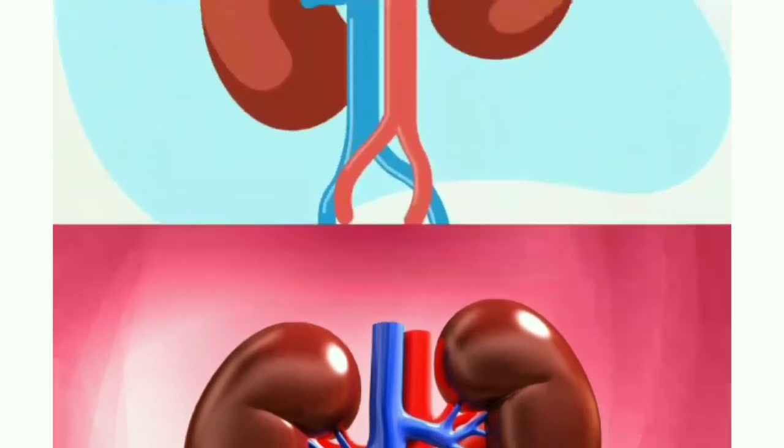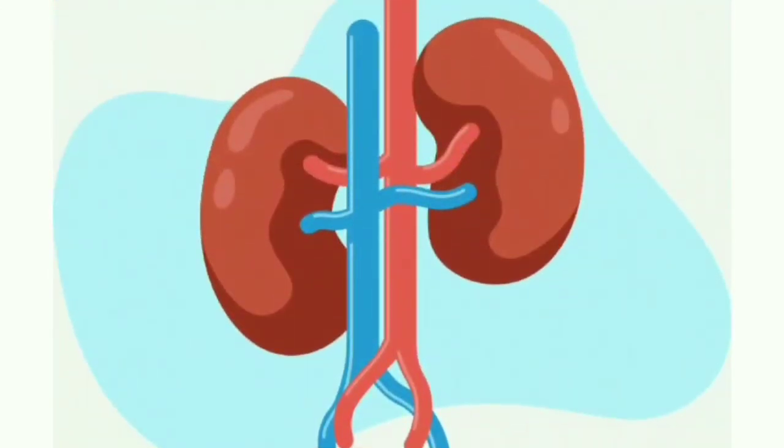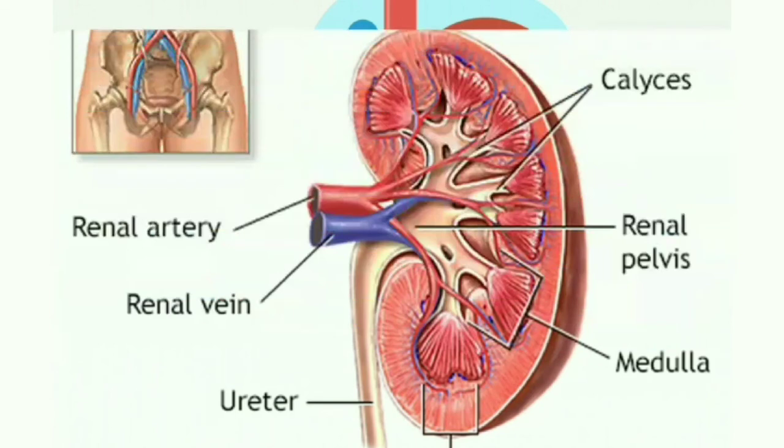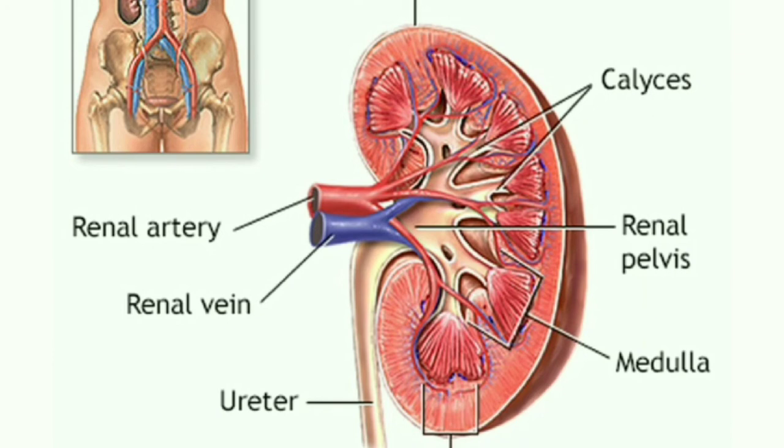We have two kidneys in our body. They look like kidney beans. Your kidneys are the fourth largest organ in your body. Your kidneys are located at the bottom of your rib cage, one on each side of your spine.